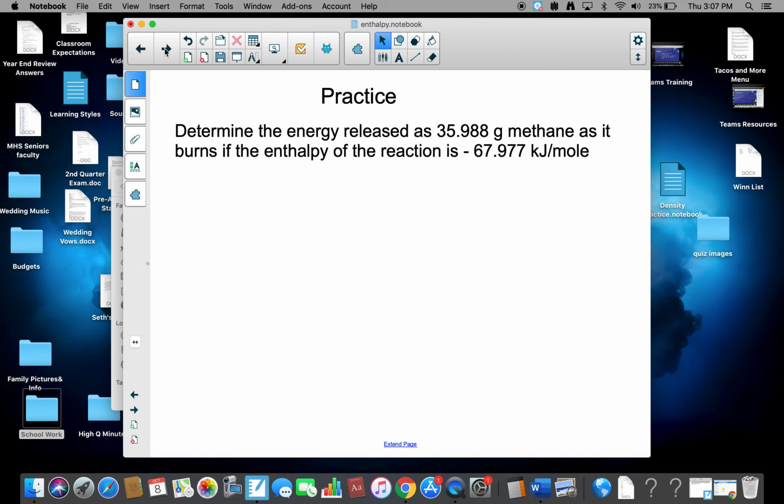So let's look at a problem here. Determine the energy released at 35.988 grams of methane as it burns, if the enthalpy of the reaction is negative 67.977 kilojoules per mole. You see that's negative. That is an exothermic reaction.